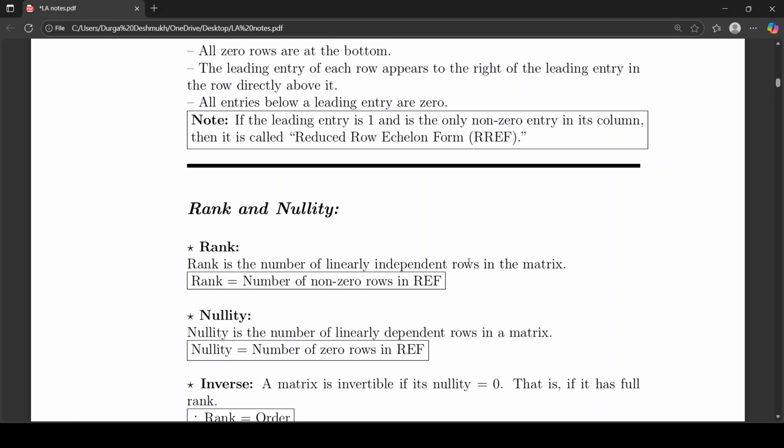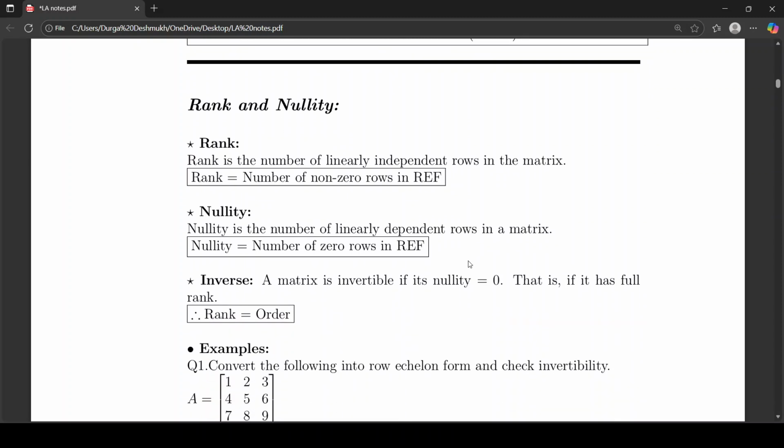Now we can find rank and nullity on the basis of row echelon form. Rank is nothing but the number of linearly independent rows. So it is the number of non-zero rows in the row echelon form. Nullity is the number of linearly dependent rows. So it is the number of zero rows.